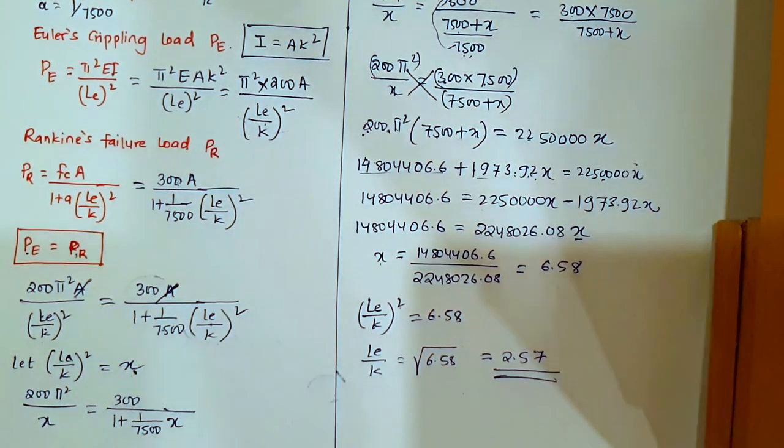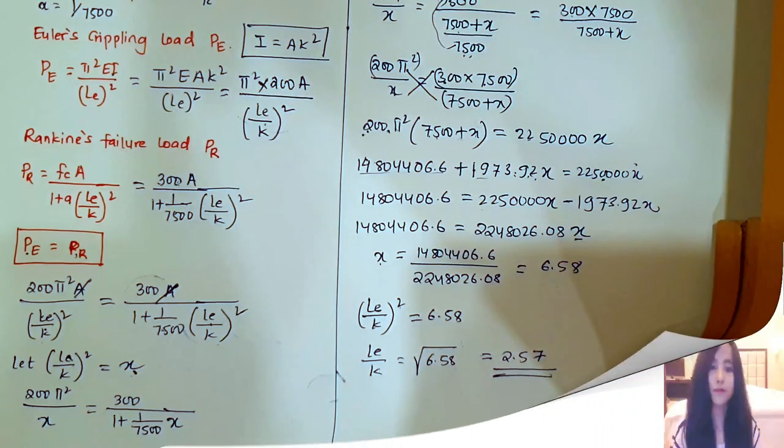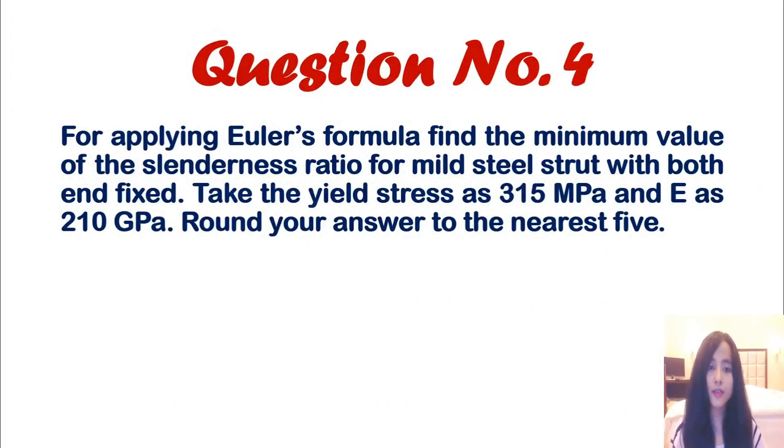So let us solve another numerical. This is the last numerical for today's session. Let us read its statement. For applying Euler's formula, find the minimum value of the slenderness ratio for a mild steel strut with both ends fixed. Take the yield stress as 315 MPa and E as 210 GPa. Round your answer to the nearest 5. So let us see how we can solve this numerical. Let us get started.